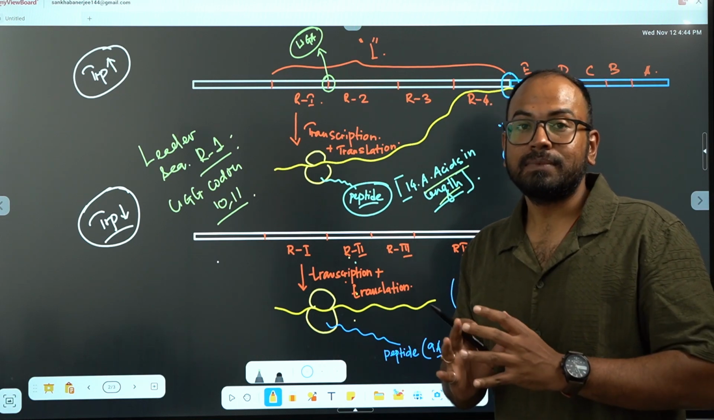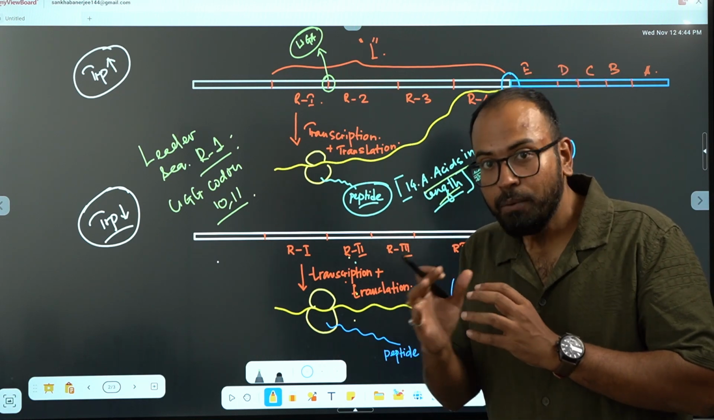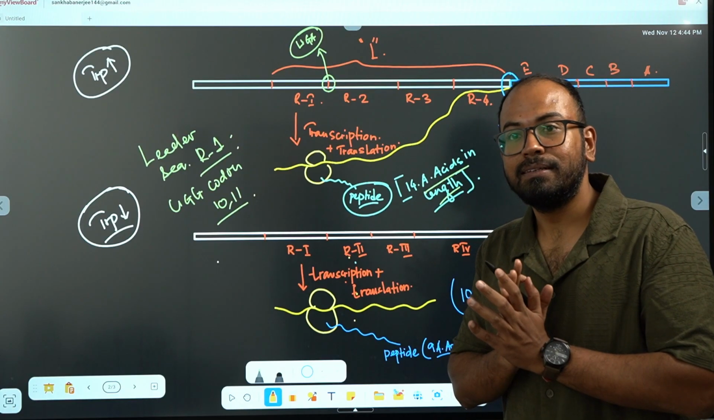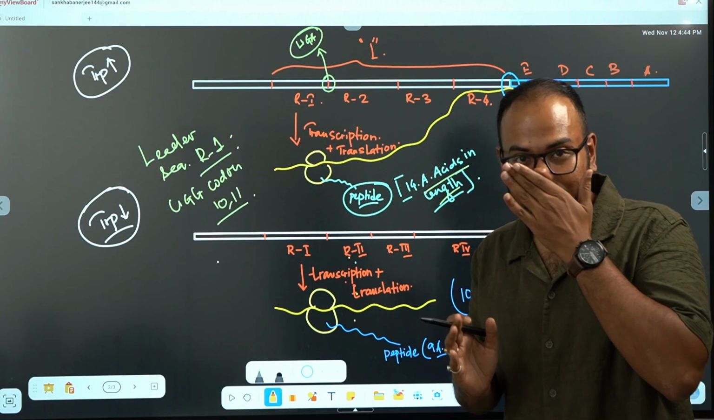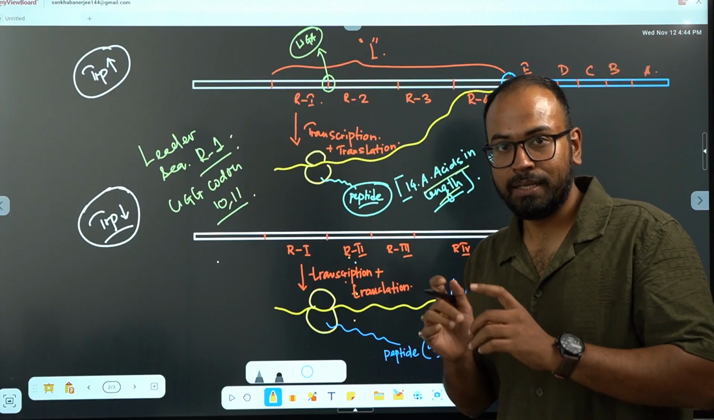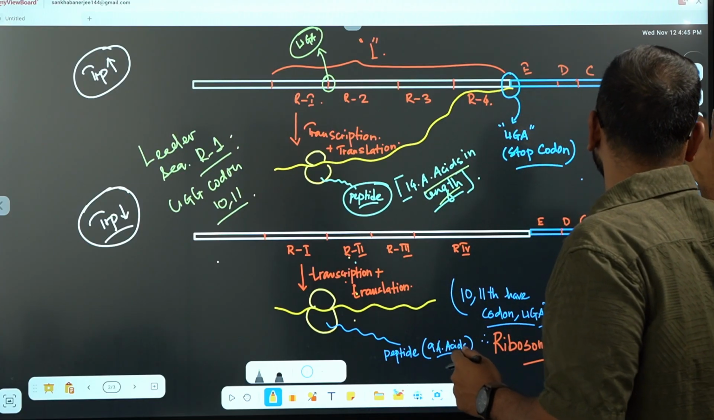This is the regulation at translational level. Let's repeat it.